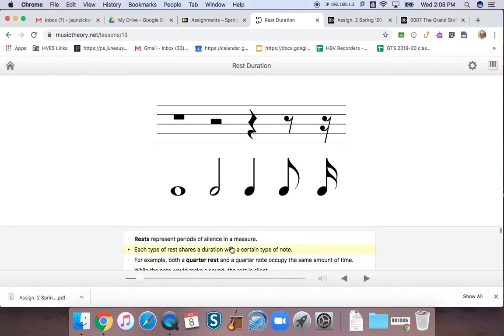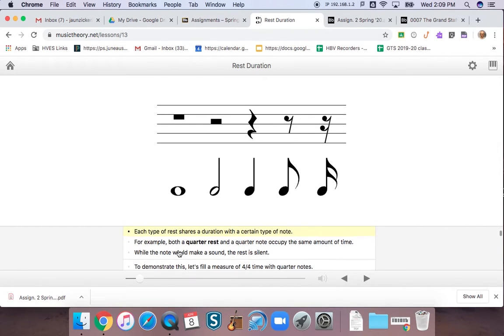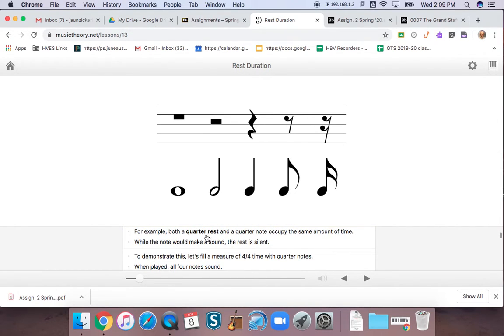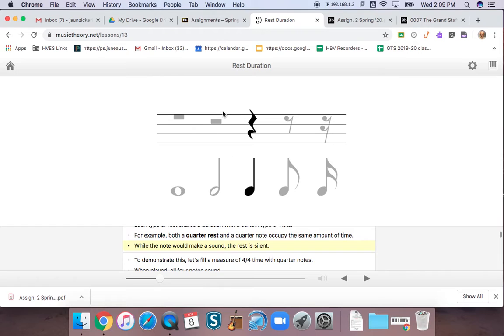So that's pretty complicated. But a whole note or a half note, or even a quarter note, that's not as complicated for how long to be quiet. But once you start getting into trying to feel a half of a beat, that's quite a challenge. But it shows up in middle school sometimes in their music, so it can be done. For example, both a quarter rest and a quarter note occupy the same amount of time. While the note would make a sound, the rest is silent. So these are the symbols that music readers have to understand what to do when they see them.